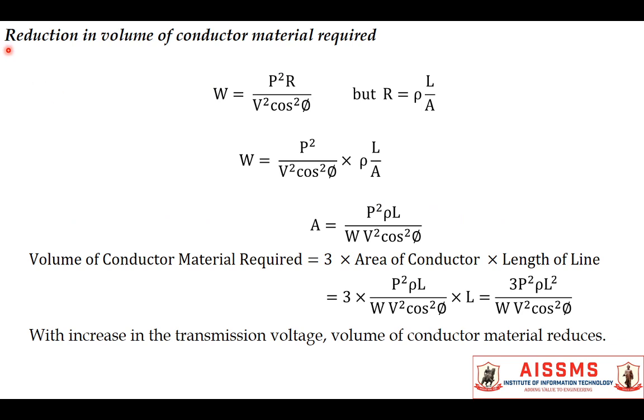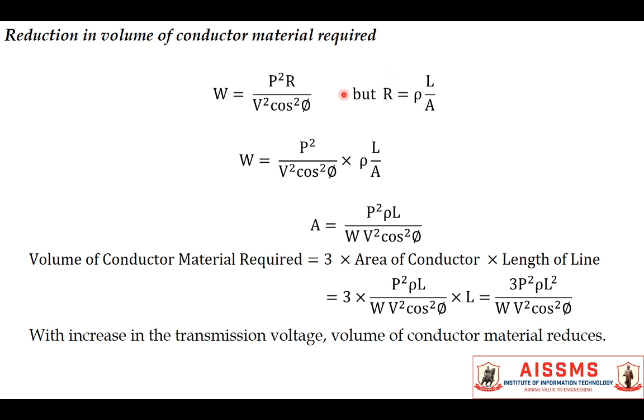Third is a reduction in volume of conductor material required. As the transmission line requires the conductor, W, that is loss of power, is given by P square into R divided by V square into cos square phi. P is the total power, R is the resistance of the line, V is the transmission voltage, and cos phi is the power factor.